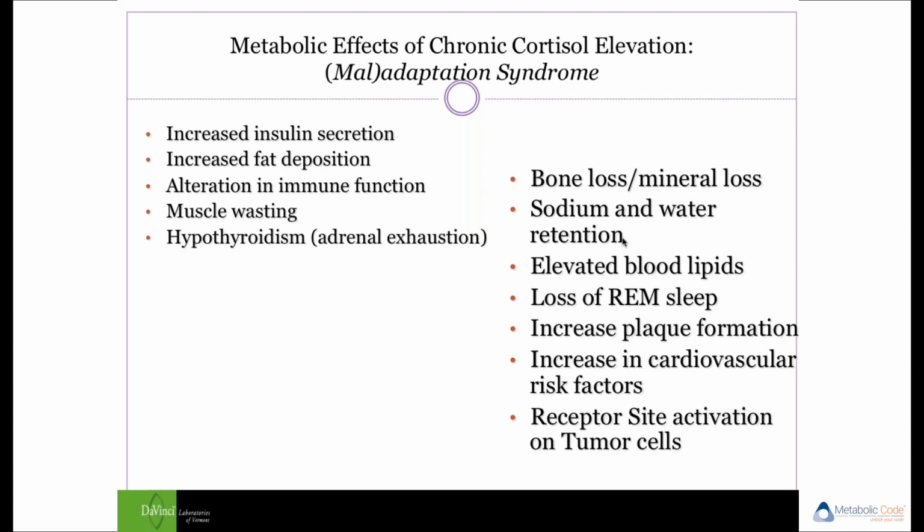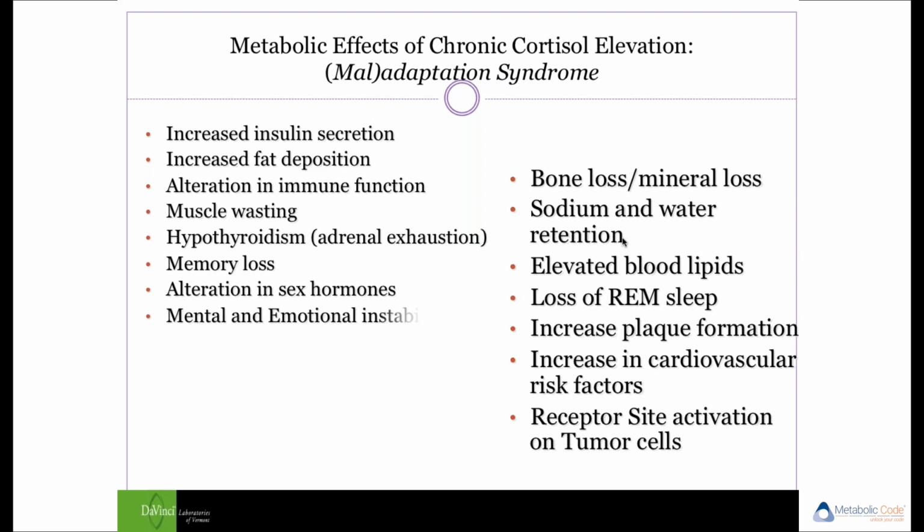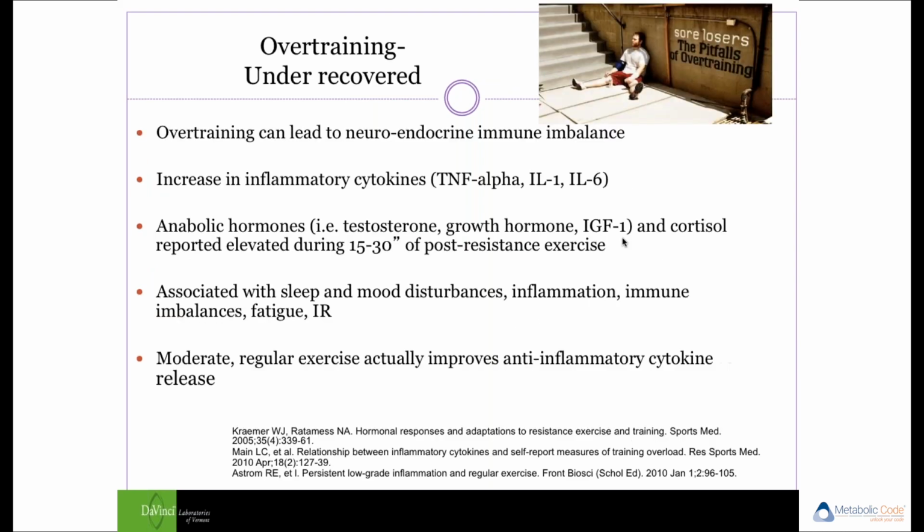So cortisol also has a direct effect on the thyroid, but because of its catabolic nature, it can also induce bone loss and mineral loss, sodium and water retention, elevated lipids, and of course it interferes with sleep because it's activating the brain. It can accelerate plaque formation, increasing cardiovascular risk factors and receptor site activation on tumor cells, memory loss because of its direct impact on the hippocampus, and then suppression of sex hormones, mental and emotional instability. This comes from changes in the prefrontal cortex and the amygdala. It is amazing how stress can influence the body, and in particular, insulin response and thyroid function.